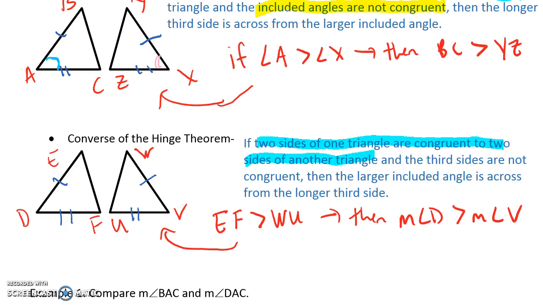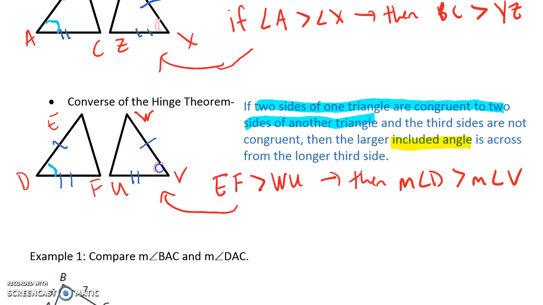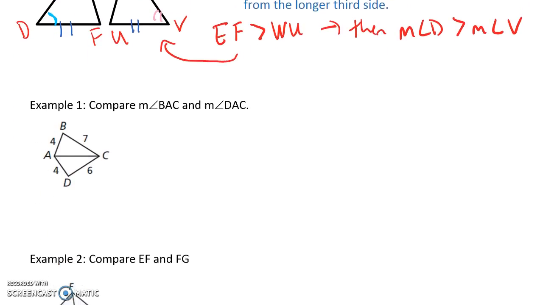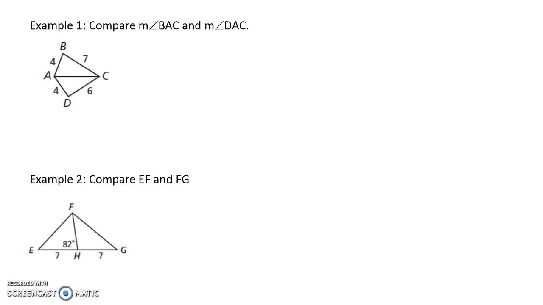And once again, those are the included angles, right? So we're looking at the angle between the two sides that are given, right? All right, so that's the converse of the hinge theorem and the hinge theorem, and we can use them to solve problems. For example, like example 1, I want to compare these two angles.